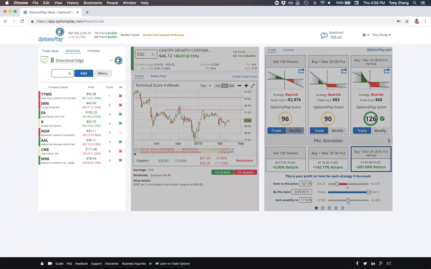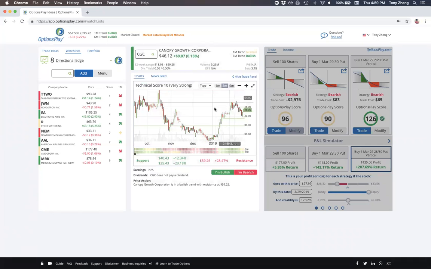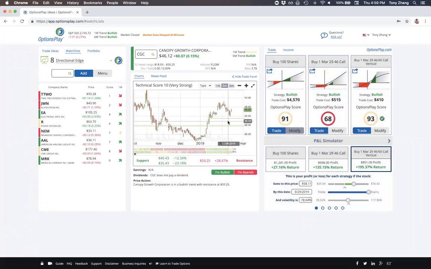CGC, Canopy Growth rather. As you can see, score of 10, very strong stock. 1 month and 6 month trend turned bullish back on January 9th. You've certainly already had quite a rally, but a bit of a pullback. These pullbacks, many times, are good opportunities to continue this move higher.